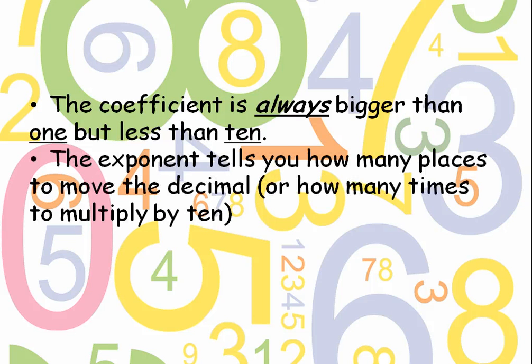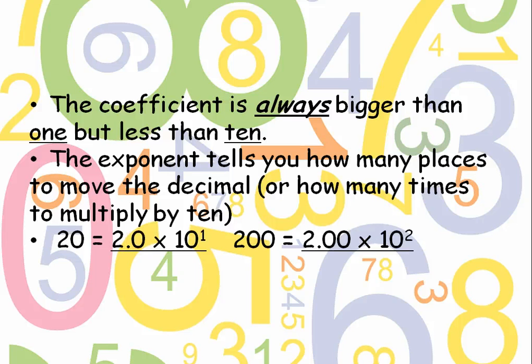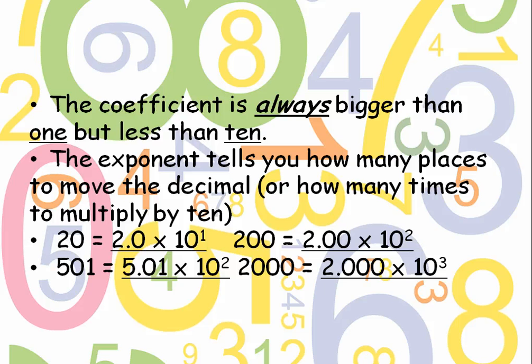Alright? And the exponent tells you how many places you move the decimal, or how many times you're multiplying by 10. So a couple of examples here. For 501, you're going to place the decimal after the 5. It's the first number on the left. It's 5.01 times 10 to the second because you moved it 2 places.